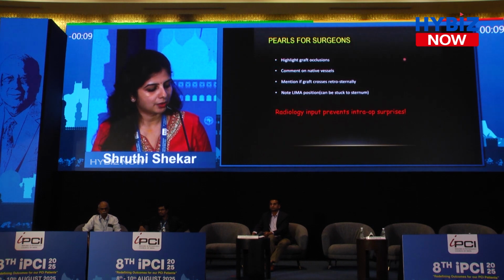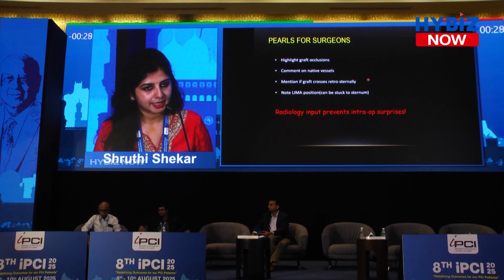So the key takeaway points are, with CT, we can highlight the graft occlusions. Then we can also comment on the native coronaries as well. We can see any retrosternal vessels that are passing, which can be a red flag for the surgeon in case they're planning a redo surgery. So in short, radiology input prevents intra-op surprises. Thank you.